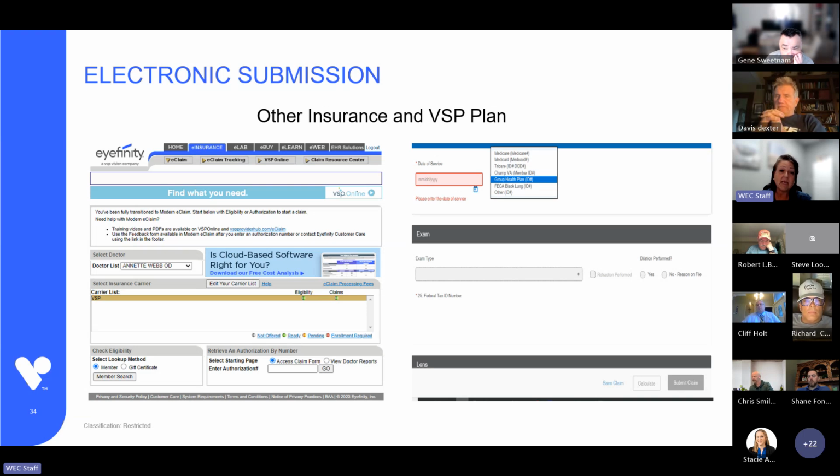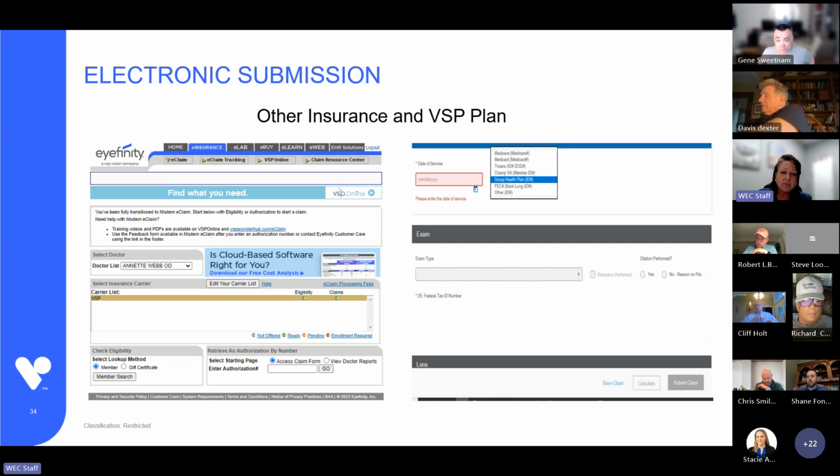found out just recently, that if you are going to bill anything besides just your regular 92004 and 92015, let's say you're going to bill a 92250, you're going to bill a photo with it, and you have essential medical eye care, the authorization number that you start with, you're going to put that in at the bottom where it says enter authorization number and the go button beside it. The authorization number you have to put in here has to be the essential medical eye care authorization. That authorization number is going to accept those diagnostic testing codes.